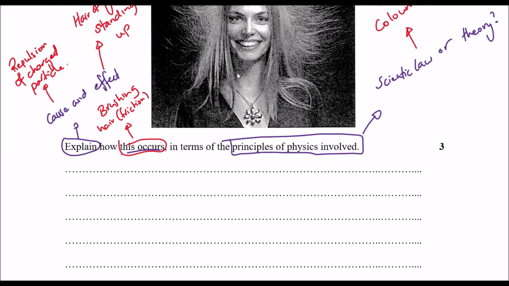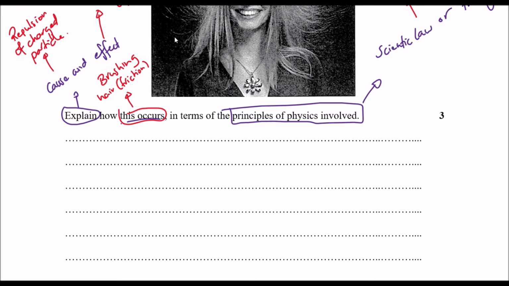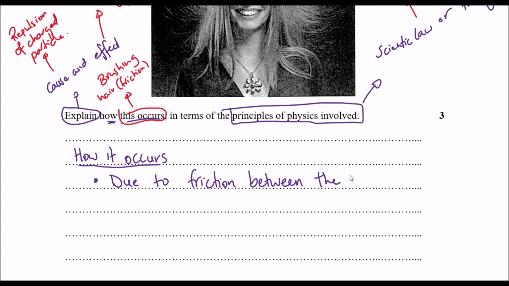So let's get started. Change color again. And let's try and do this in dot points, perhaps with a bit of subheadings just to make it quite obvious. So let's go with the how. So how it occurs. The reason why this occurs is due to friction between the hair and comb during brushing.